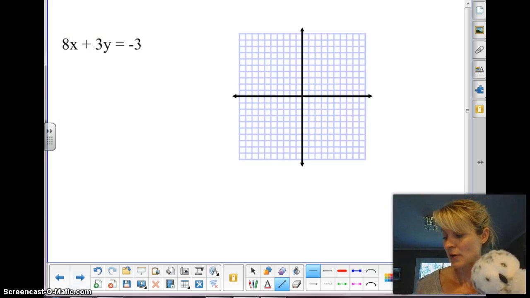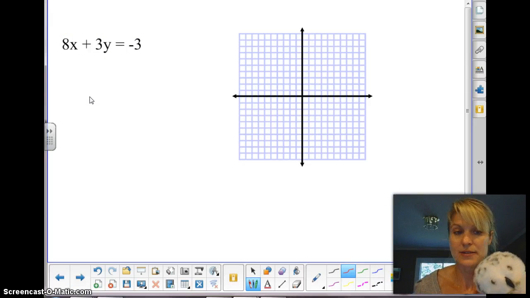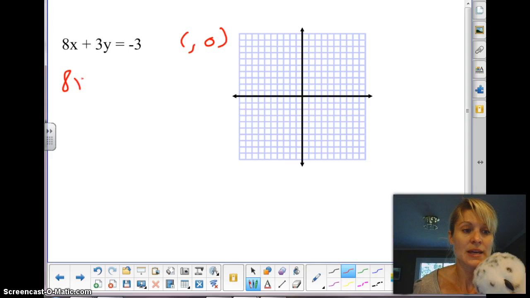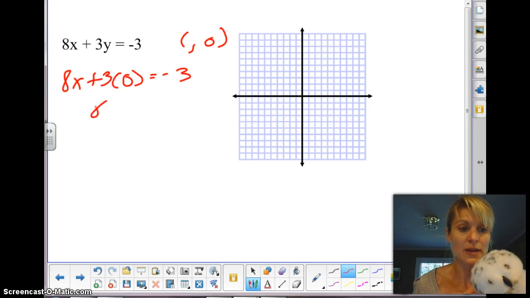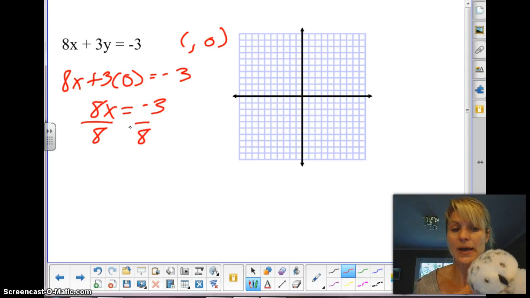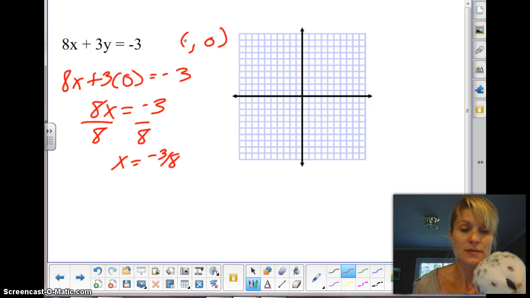Here, I have an equation, and again, I want to find the x and y intercept. So let's start with the x-intercept. If I want to know what the x-intercept is, y must be 0. So we'll do 8x plus 3 times 0 equals negative 3. So 3 times 0 is 0. So we'll have 8x equals negative 3 divided by 8. And this doesn't simplify and it doesn't divide easy, so we just leave it negative 3/8. So the x-intercept is negative 3/8.